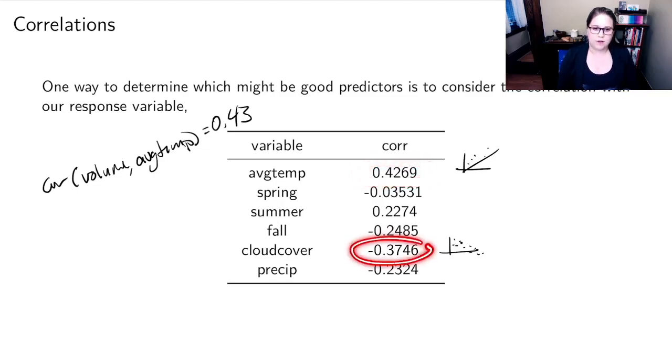Cloud cover is kind of our second best. Then we've got things like whether or not it's fall and the amount of precipitation, whether or not it's summer, whether or not it's spring. That doesn't look like it actually helps that much. So these correlations essentially help us see if we were going to do simple linear regression, which of these predictors would predict the most variability.